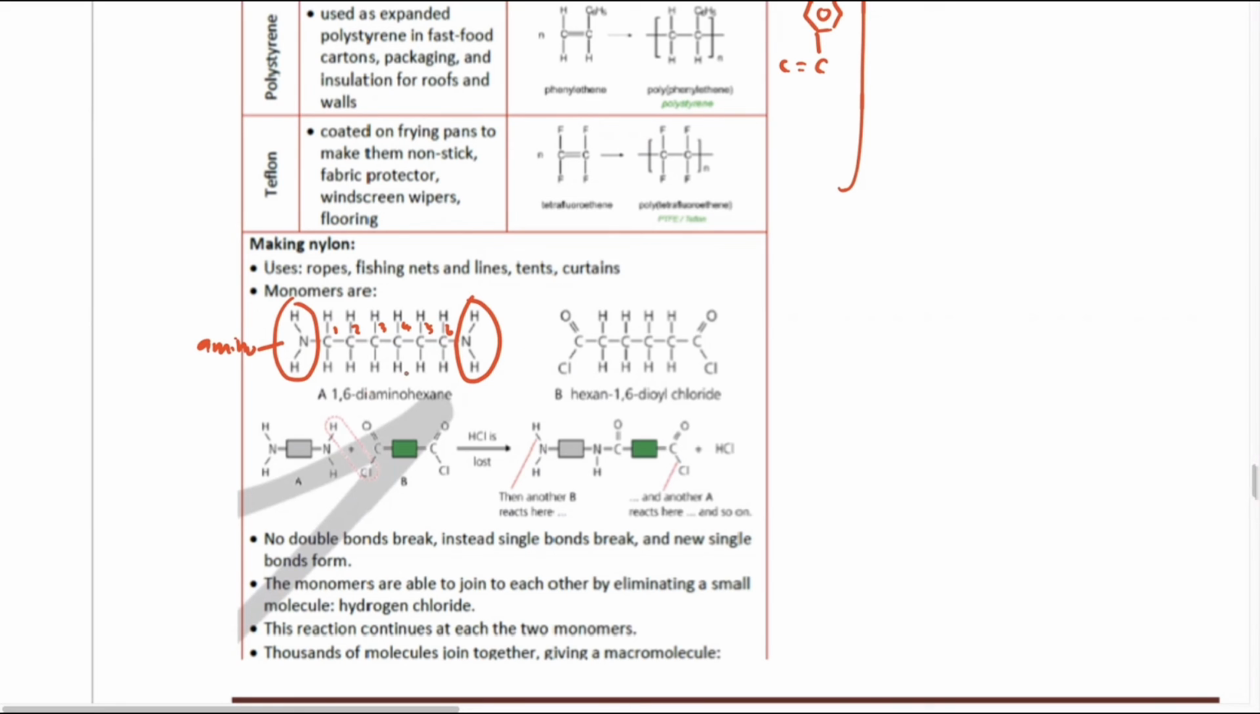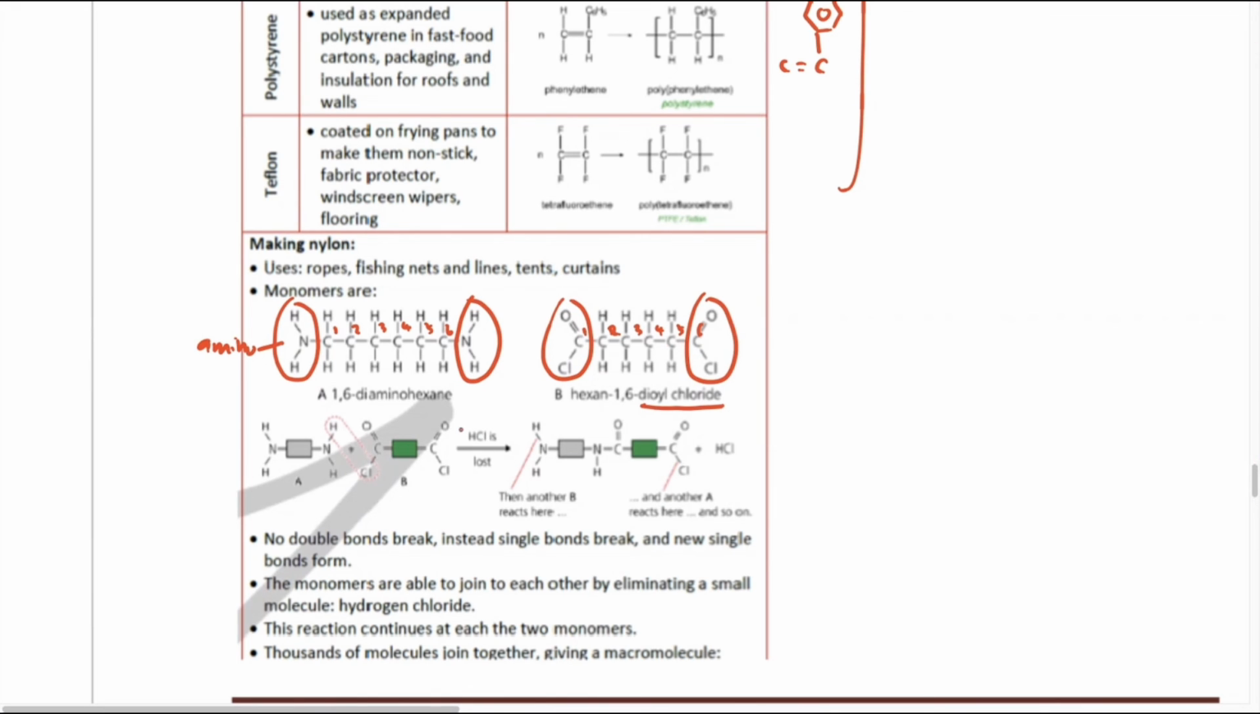This is the monomer. The other monomer is hexane 1,6-dioyl chloride. Dioyl chloride is this one and this one. COCl is an acyl chloride. They call it di because there are 2. They call it 1,6 because this is carbon 1, 2, 3, 4, 5, 6. This is carbon 1, 2, 3, 4, 5, 6. And so the 1,6 has acyl chloride. Hexane because 6 carbon.